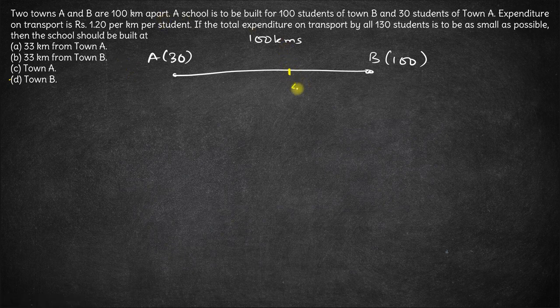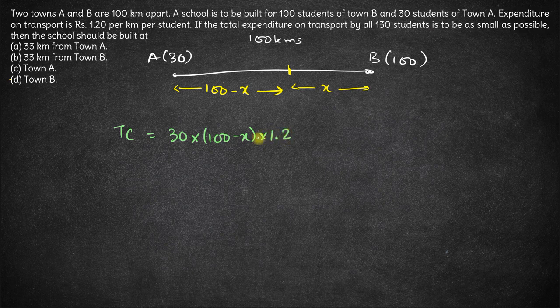Let's say the school is built at a distance of x kilometers from B. Hence the distance from A must be 100 minus x. So let's calculate the total cost. The total cost will be the cost for students of A. There are 30 students. Each of them has to travel 100 minus x kilometers and the cost per kilometer is 1.2. This is the total cost one student has to bear and there are 30 students. So this is the total cost for town A students.